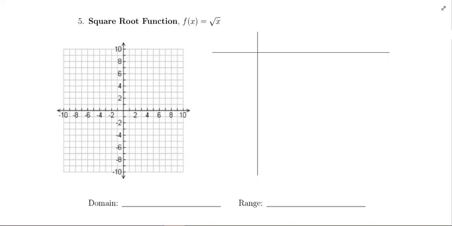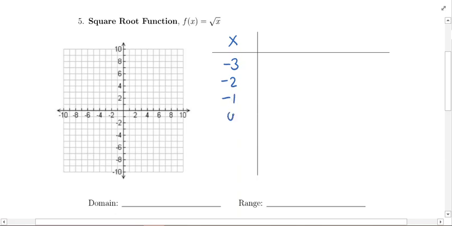The square root function is f of x is equal to the square root of x. So let's see what this graph looks like. So again, we're going to make a table of values. We're in charge of x. So I'm going to pick the same x values I've been picking, from -3 all the way to +3. We're going to take each x value and plug it into the function.